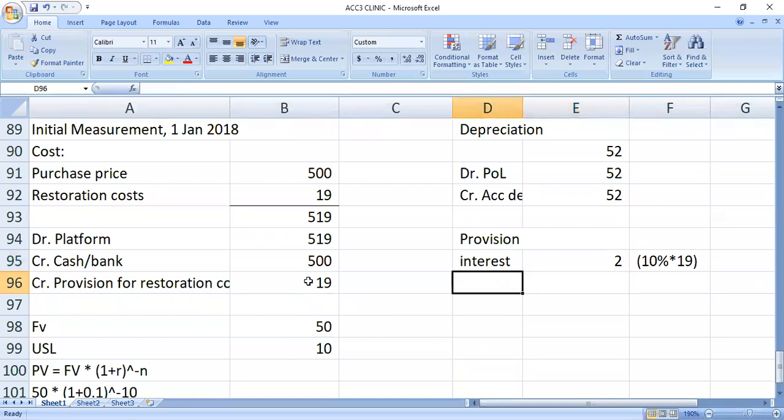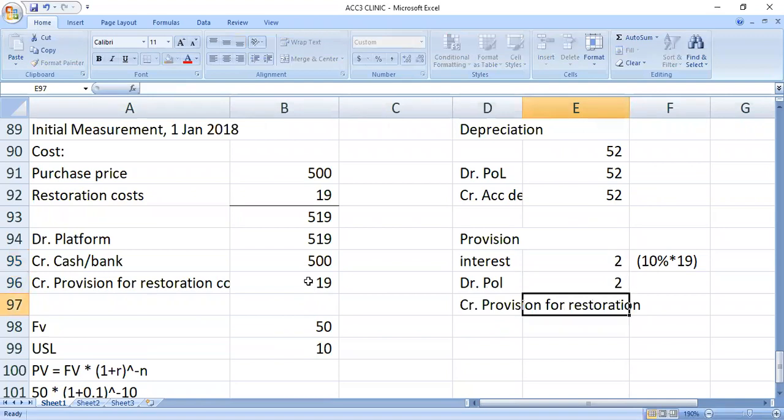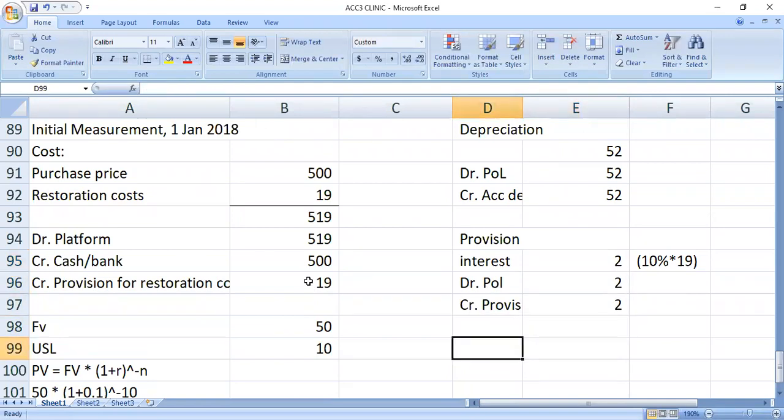Okay, so the entries are that you recognize an expense in the P&L of that interest, and then your provision will increase, hence credit provision for restoration. This is a liability account, you can remember that. So hence 2 and 2. So these are the entries.